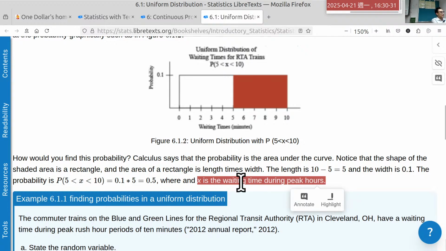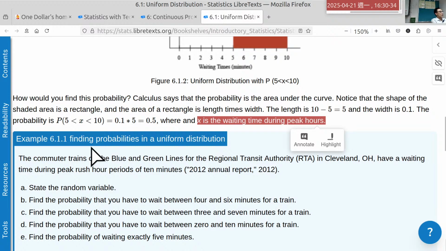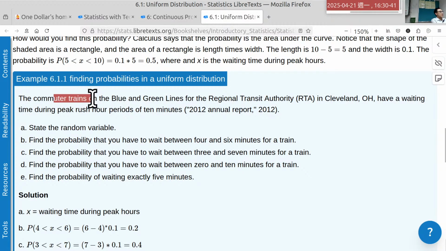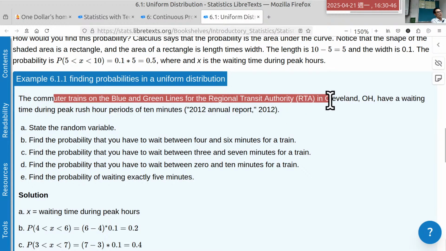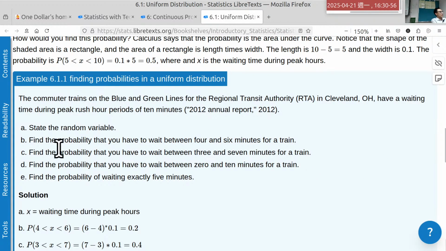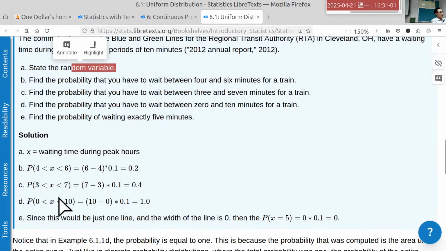Okay, let's check the example. Example 6.1.1, finding probabilities in a uniform distribution. The commuter trains on the blue and green lines of the Regional Transit Authority in Cleveland, Ohio, have a waiting time during the peak rush hour period of 10 minutes. Question A, state the random variable. X is the random variable, equal to the waiting time during peak hours.